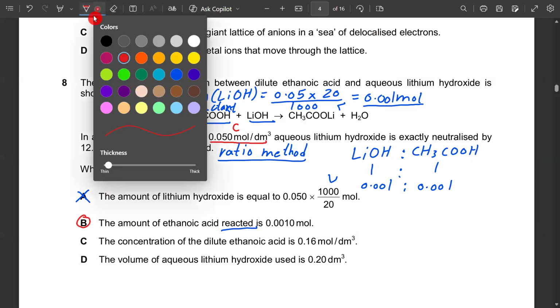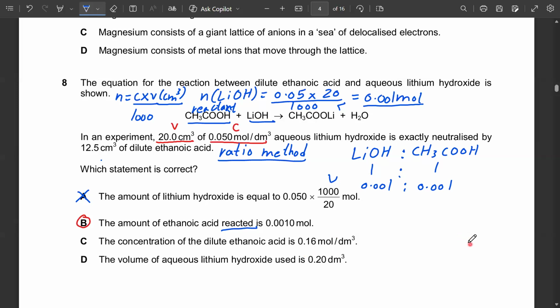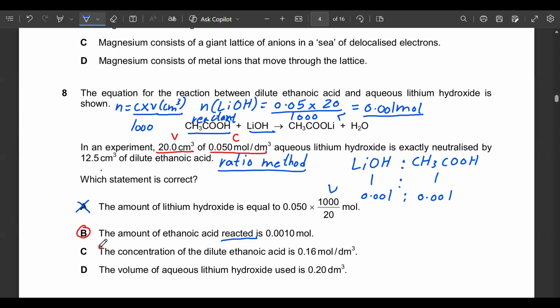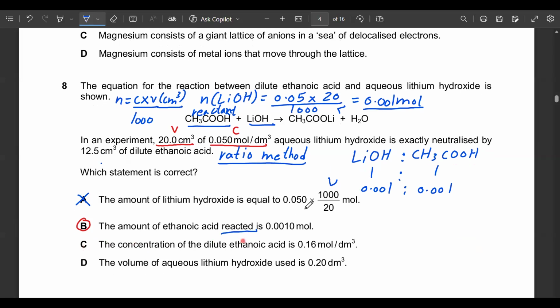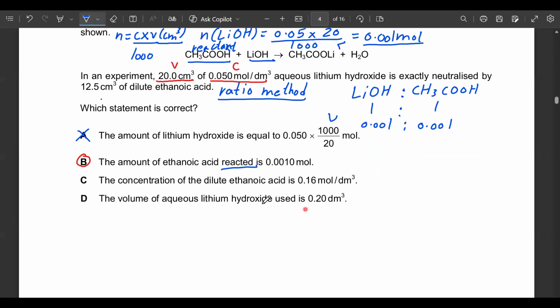But even then, I will move on to the next options to check their validity. To have a good knowledge of the whole chemistry, you must be able to validate all the options. So I will move on to the next options. I will prove that C is incorrect. We need to see that the concentration of dilute ethanoic acid is 0.16 mol per dm³.